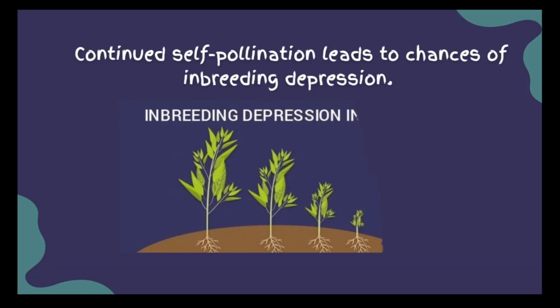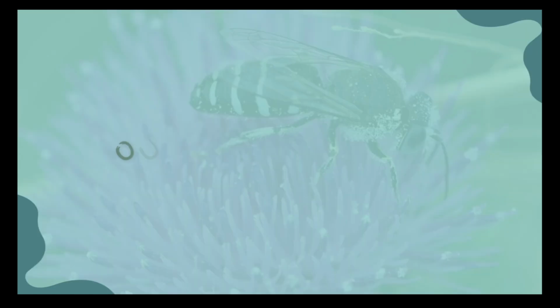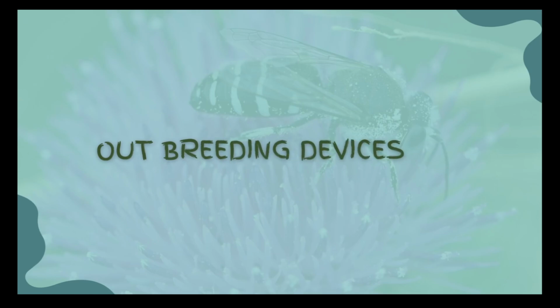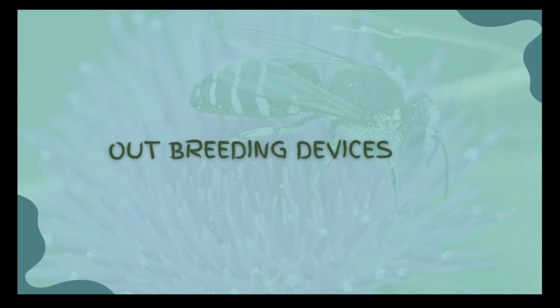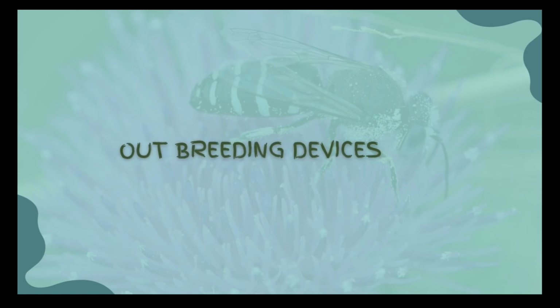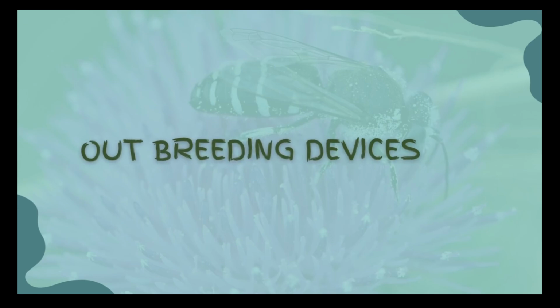Continuous self-pollination leads to chances of inbreeding depression. It means loss of vigor in offspring. So, the flowering plants have developed many devices to discourage self-pollination and to encourage cross-pollination, which are called outbreeding devices. Some of the outbreeding devices are discussed here.